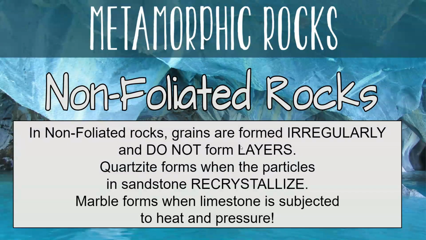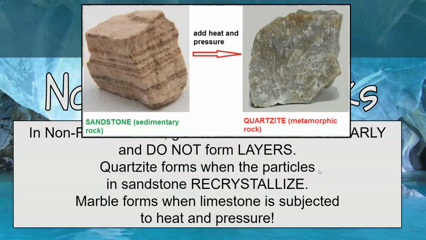A non-foliated rock is going to be where grains are formed irregularly and they do not form layers. So quartzite is formed when the particles in sandstone recrystallize. So sandstone, which was layered, or you could say foliated, as a sedimentary rock, when it turns into quartzite as a metamorphic rock, you can see there's no bands, there's no regularity. This is an irregular crystals.